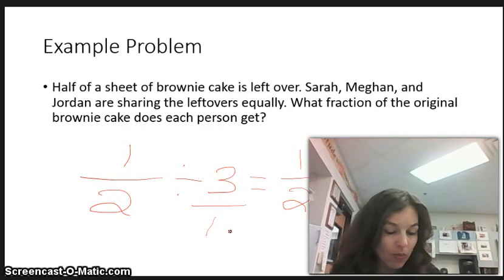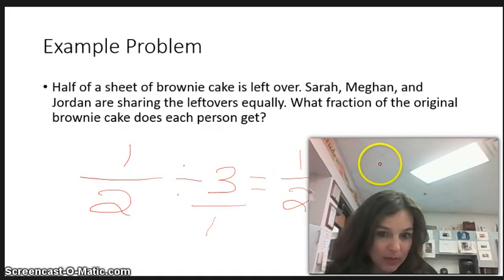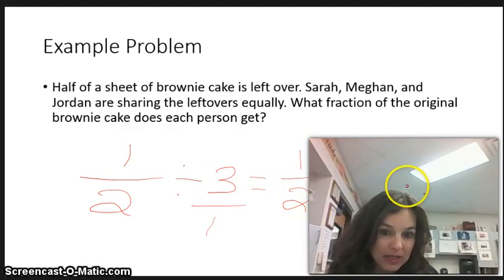So we're going to take 1/2, and the inverse of division is multiplication, so we're going to multiply that and then find the reciprocal of 3, which is 1/3. So this is how you're going to do it. And we know that 1 times 1, we're going to multiply across the top, is 1. And 2 times 3 is 6. So our answer is 1/6. What fraction of the original brownie cake does each person get? Each person gets 1/6 of the brownie cake.